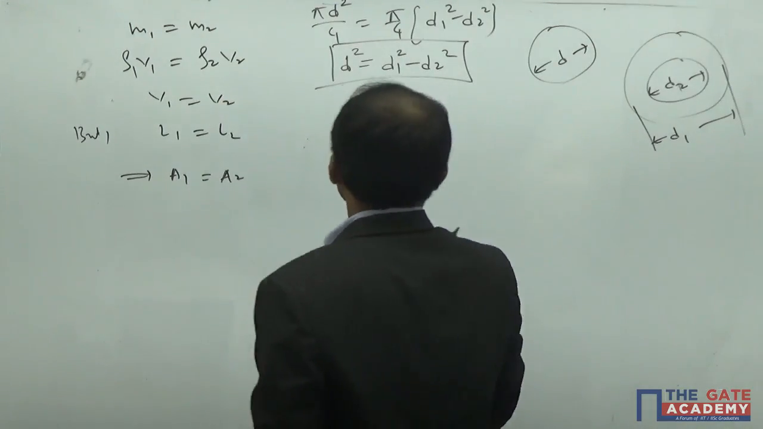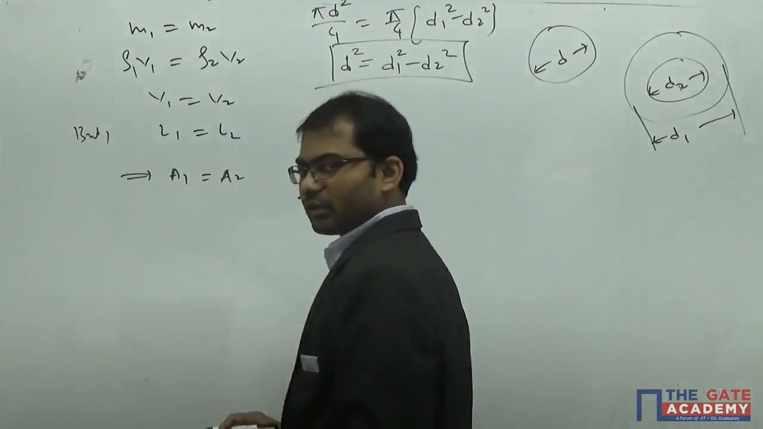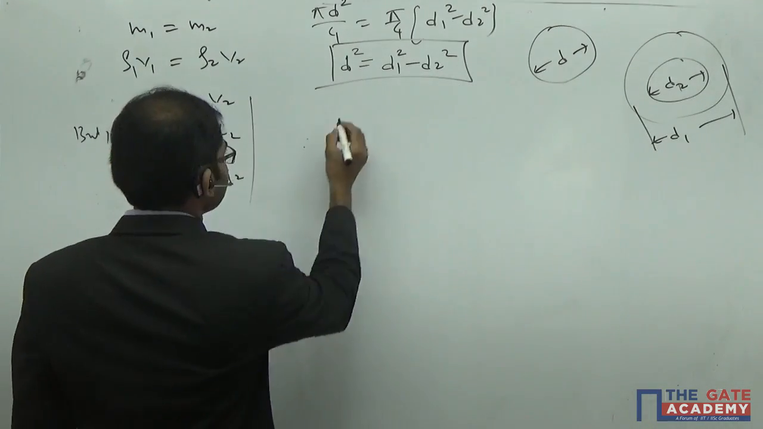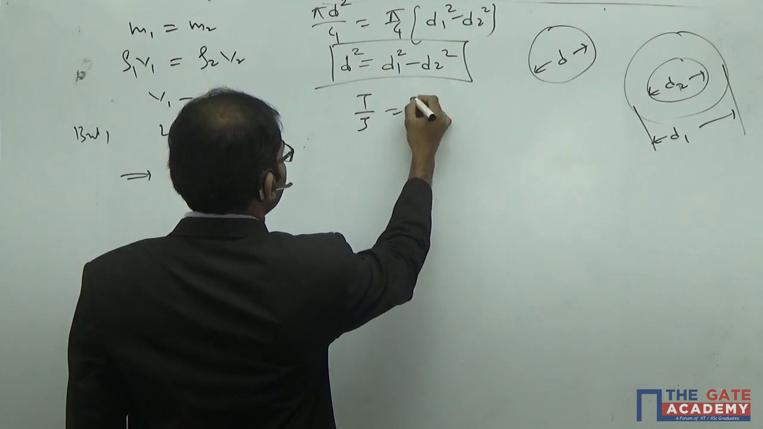Okay, so now let me compare between the solid shaft and the hollow shaft in terms of torsion. If you take the formula for torsion, T by J is equal to tau by R.